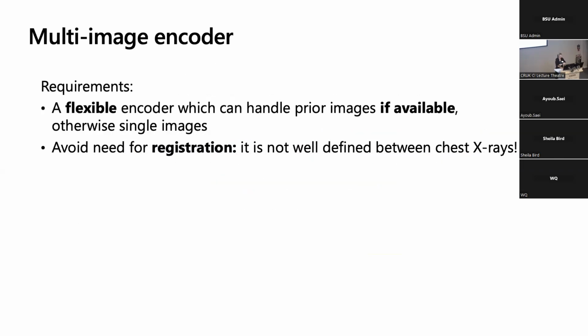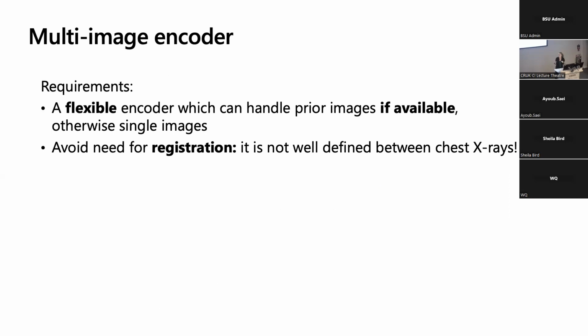Okay, this is where we get into beautiful diagrams land. So just to go into some of the details, the challenge now is that we want an image encoder which can take 1 or 2 images. We don't want to assume there's always a prior image because that's not the case. And we want our model to still work if there's 1 or 2. The other thing is we don't want to have to do registration. So this would be basically trying to align the 2 images.